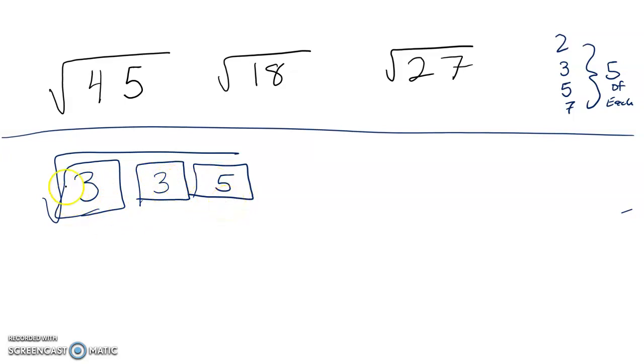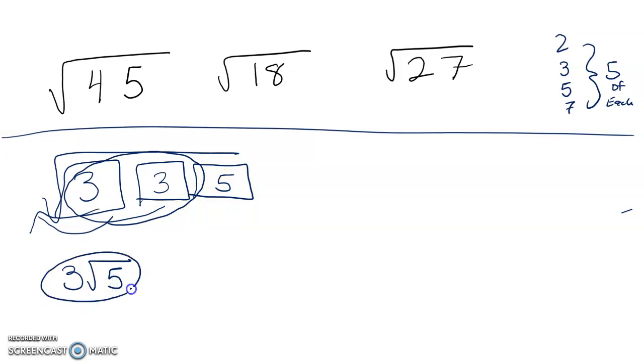Once again, I'm looking for my pair of numbers. And as I look, I have my pair of 3s right here. I have 1, 2, 3s. So one pair of 3s on the inside brings that 3 to the outside. So I'm going to have 3 on the outside. This 5 on the inside, there's only one of them. It can't escape. So that 5 remains on the inside there. Try to keep these all up here. All right.